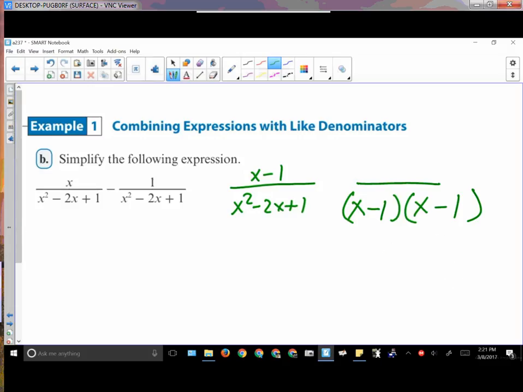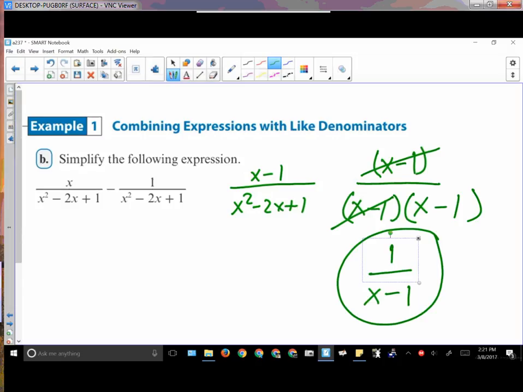So we've got it. Now what did I have on top? X minus 1. Can I cancel? Is this x minus 1 that's up here the same as one of them that's down there? The answer is yes. So we have 1 over x minus 1. That is the answer. The same rules that apply to adding and subtracting fractions apply here. Nothing changes.